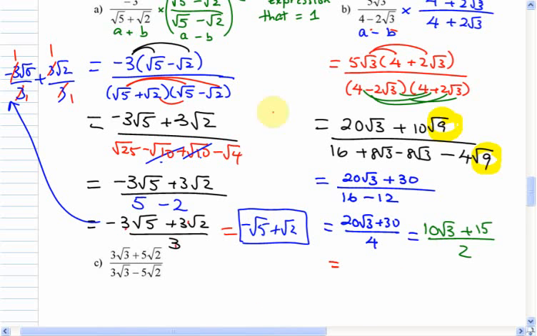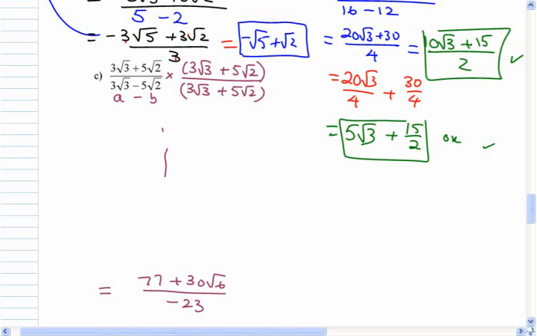Okay. So for part C now, may I ask you to multiply by this, which is 3 root 3 plus 5 root 2. And we'll take a look to see if you can get the final answer of 77 plus 30 root 6 over negative 23. Show you how to do this one now. Okay. What I decide to do first of all is I will multiply the two binomials on the top.